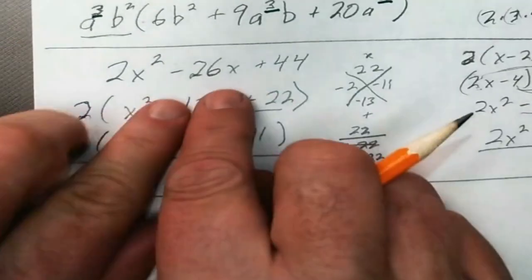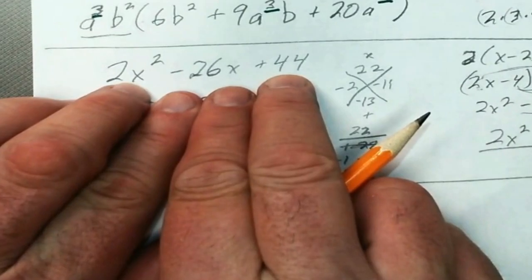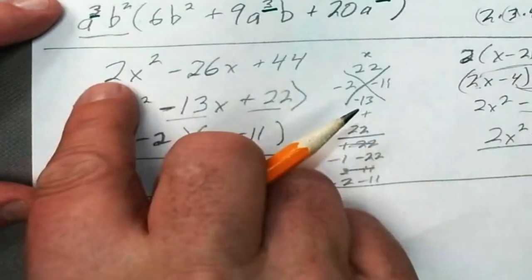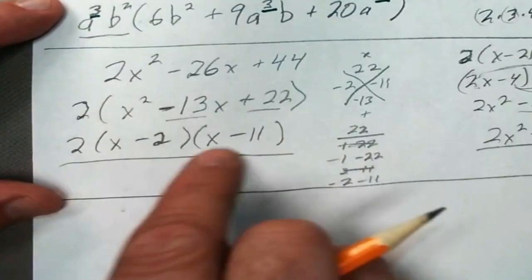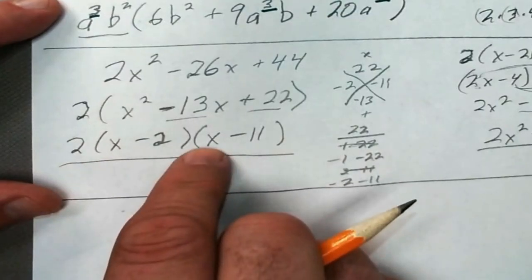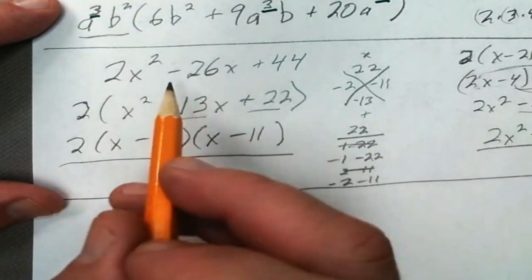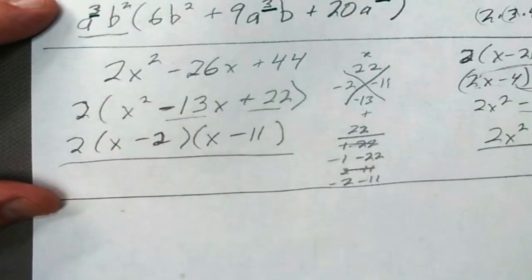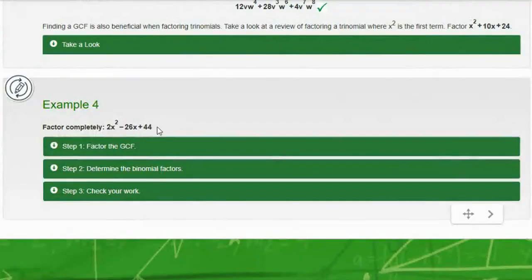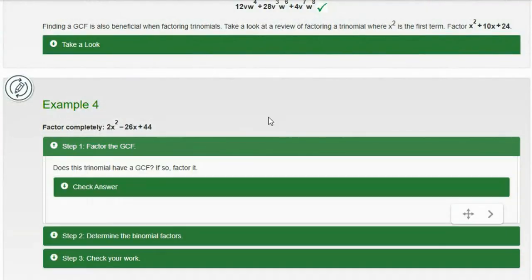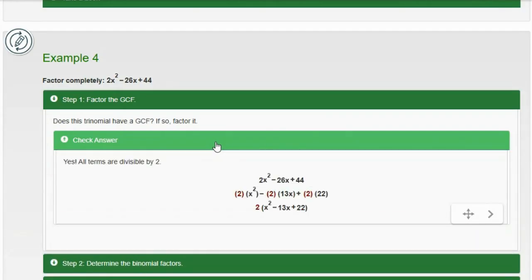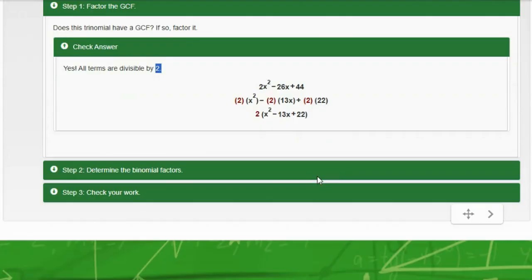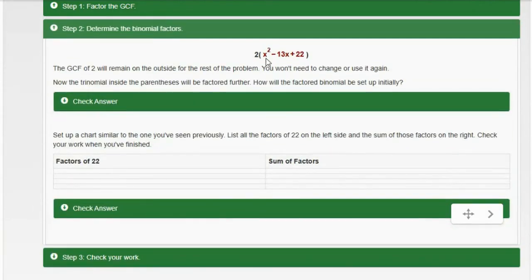If we would have tried to factor this to start with, it's a whole big mess. It's like, oh, this is a 2x squared, so it's not x times x, it's 2x times something. Well, we'd have had to factor it like this. So pulling out the greatest common factor makes this a lot simpler to learn how to factor the quadratic equation. So it talks about, same thing, factor out the greatest common factor. Did it have one? Yes, 2. So we pulled out the 2. Then we had to determine, okay, how do we factor the x squared minus 13x plus 22?